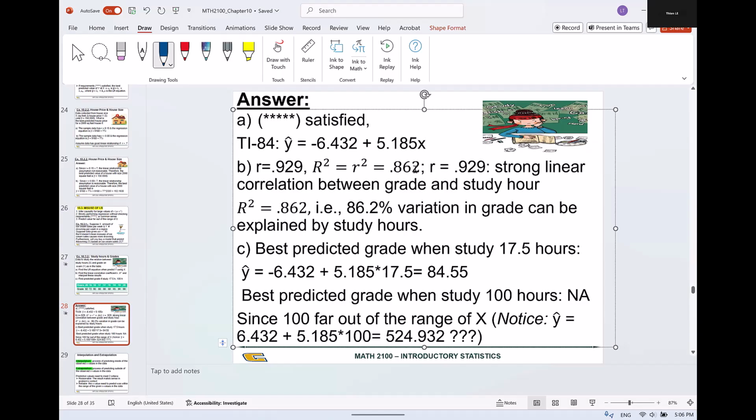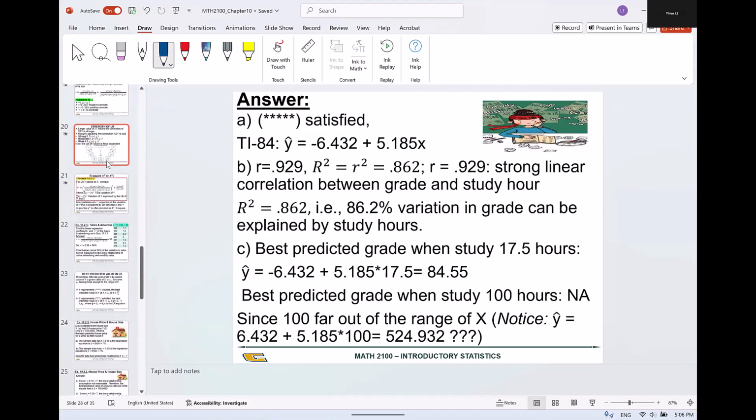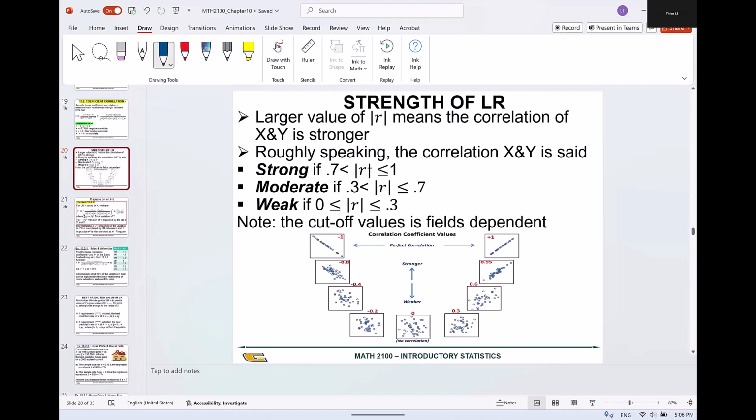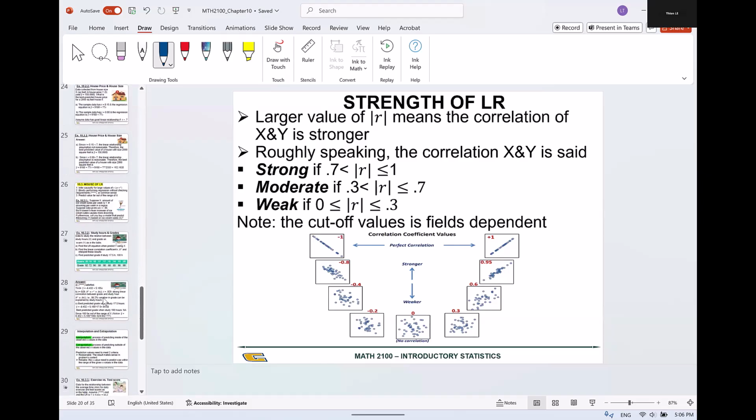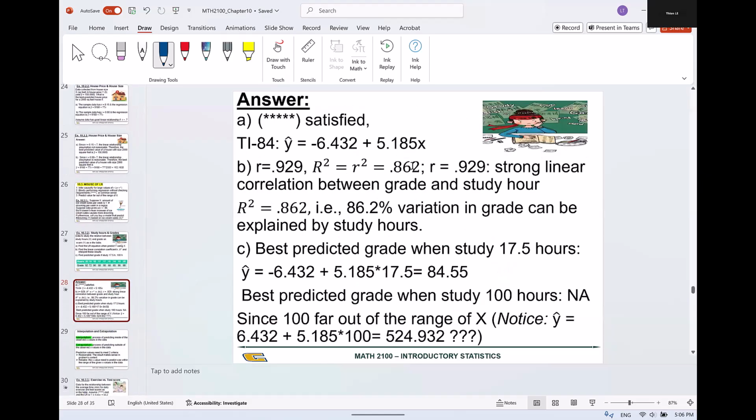So in this case, you see R is 0.929, which belongs to the strong range, right? Here we see the absolute value is between 0.7 and 1, which is strong. And in this case you can also get your R squared, which is 0.862 or 86.2%. So the interpretation here will be that 86.2% of the variation in grade can be explained by study hours. And it does make sense, right? Your grade depends a lot on how much you study.